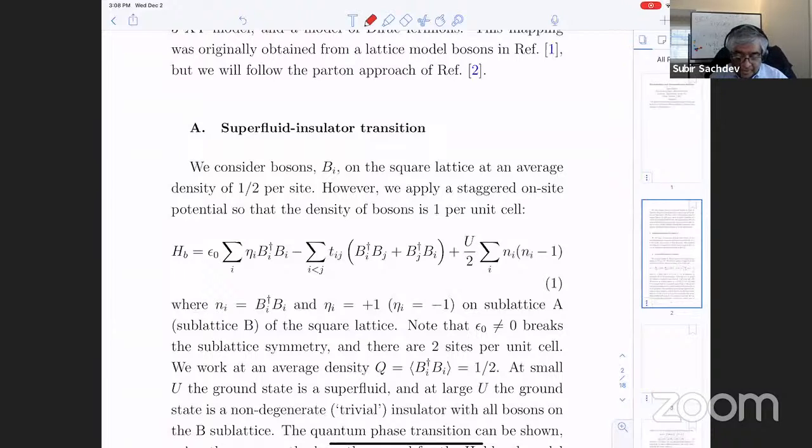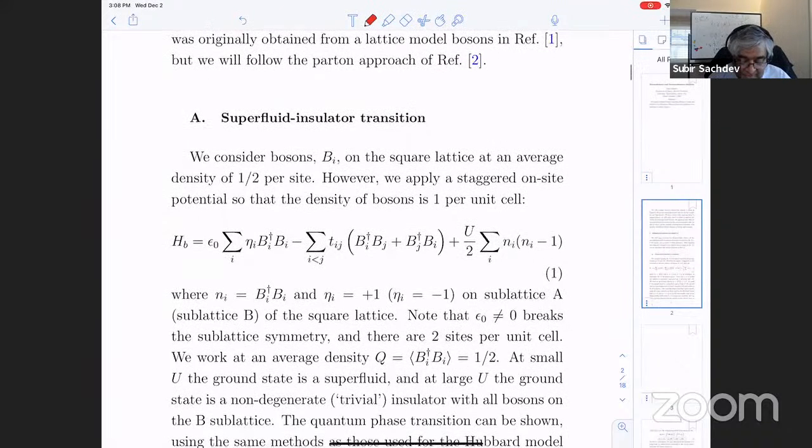So how do we do this? Well, as I've already indicated, the trick is fractalization. But let me first set up the boson model. I'm going to take a little twist on the usual boson model. I'm not going to put one boson on every site. I'm going to put one boson on every other site.